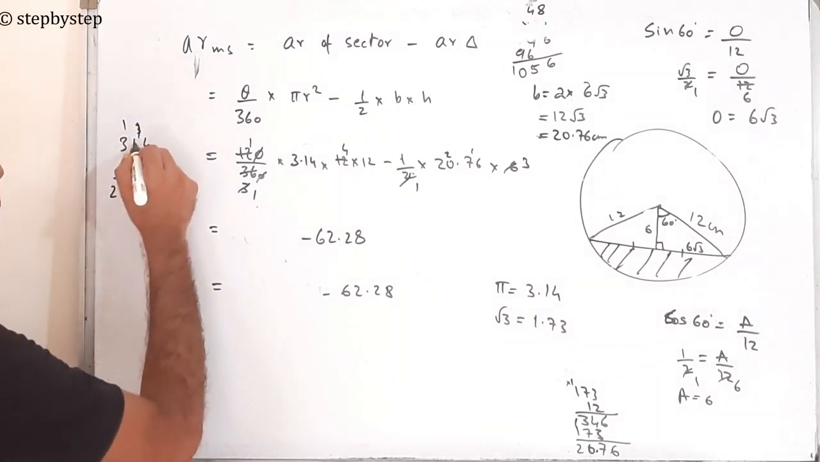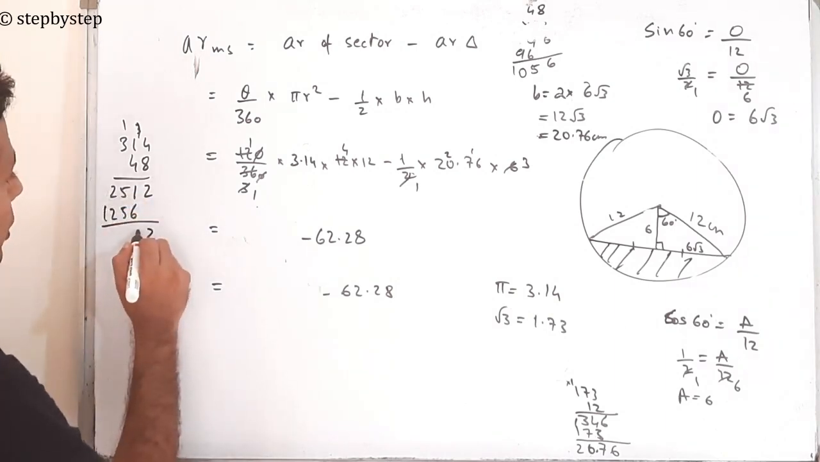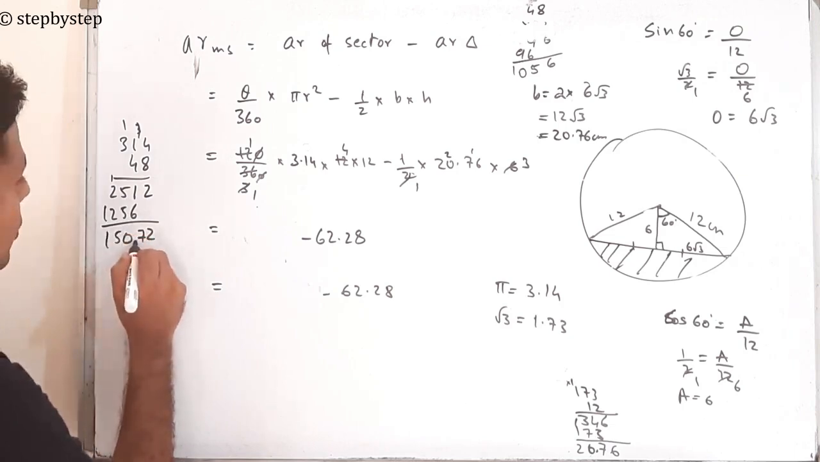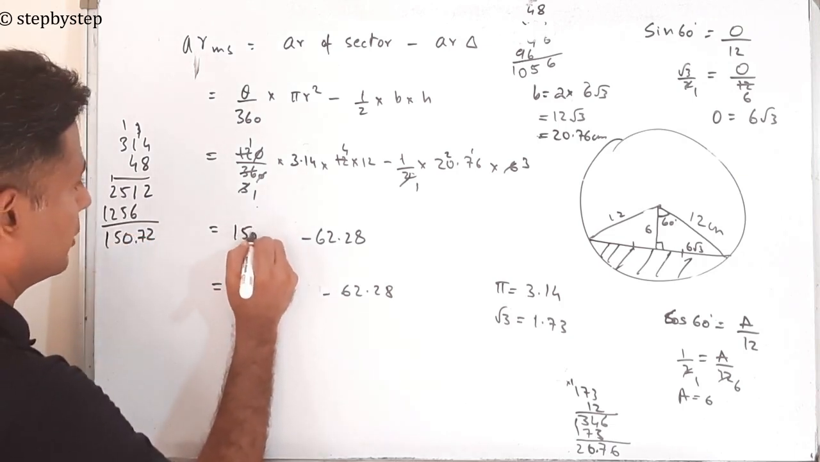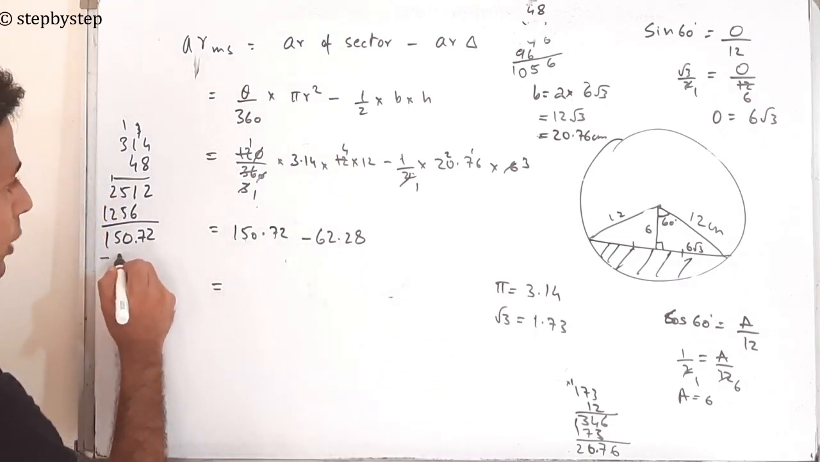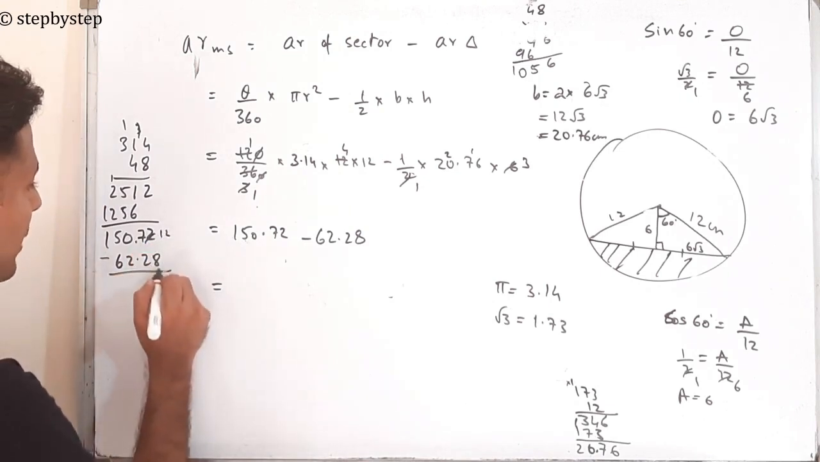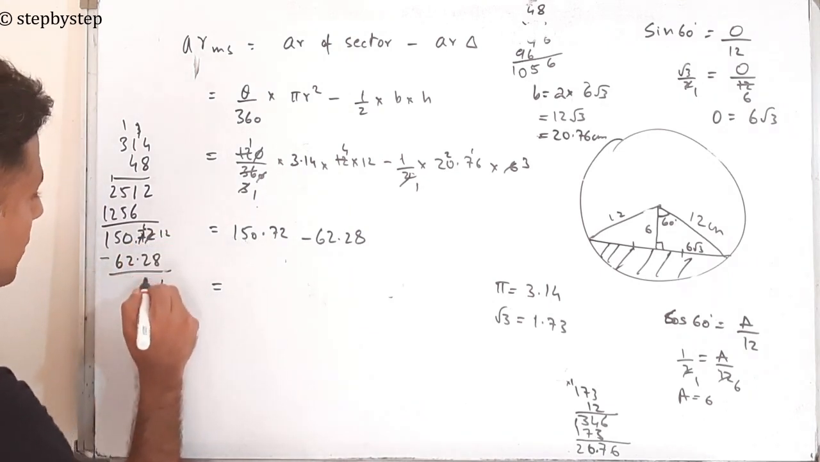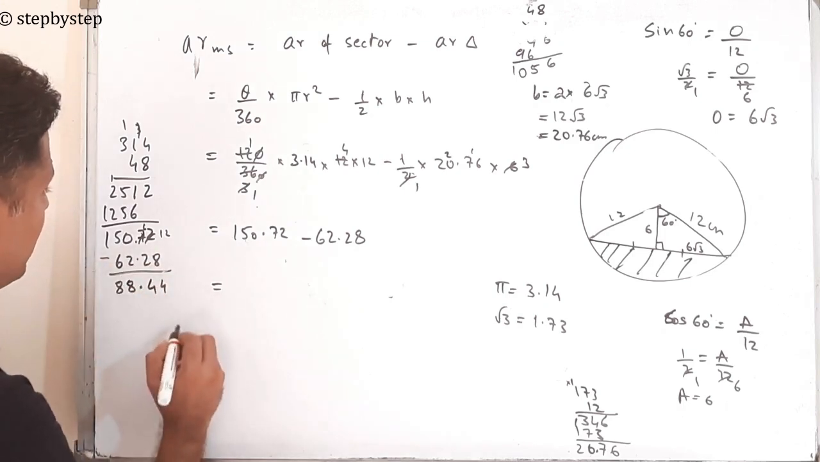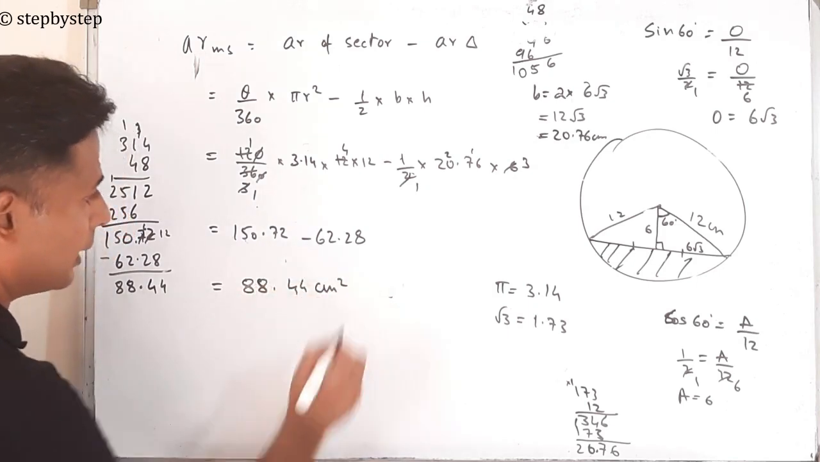So for 8 4s are 32, 8 plus 3, 11, 8 3s are 24 plus 1, 25, 4 4s are 16, 4 1s are 4 plus 1, 5, 4 3s are 12. So 2 7 0 1, 4 plus 1, 5, 1. So 150.72. So we just have to do 150.72 minus 62.28. So this becomes 12, 12 minus 8, 4. This becomes 6, 6 minus 2, 4. Point. Here we'll get 8 and 8. So we get 88.44 centimeter square.